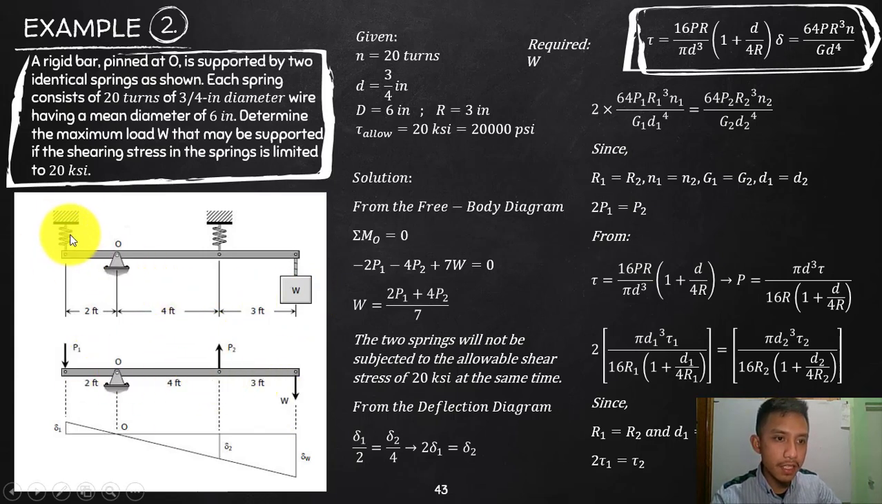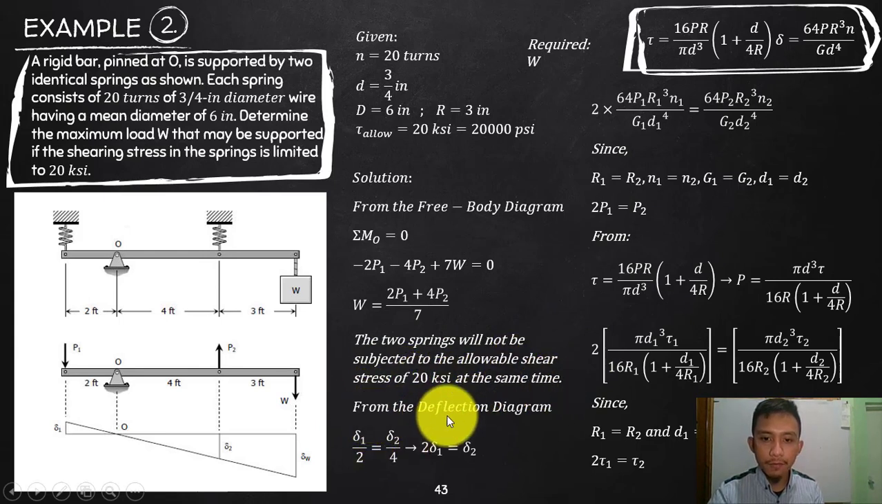This might be stressed first compared to that, or the other way around. They will not be stressed in the same manner at the same time. One will be stressed first before the other. So I need to understand the relationship between deformation and the force P of these two springs. I will not just directly use your 20 kips on the shear stress of these two. Two springs will not be subjected to the allowable shear stress of 20 kips at the same time.